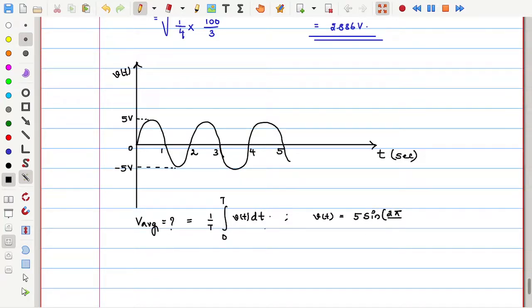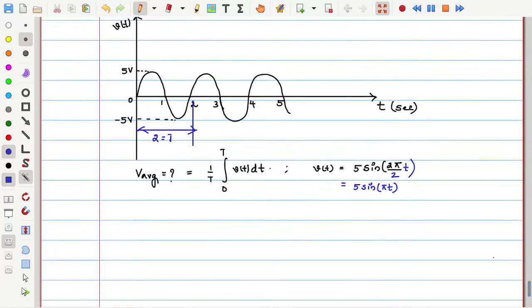So how much is the time period that you can observe? Time period is this much, 2 seconds. That is what the T. So 2 pi by 2 into t, plus 0. So this is what v of t is, which is simply equal to 5 sine pi t. This is the mathematical expression for the given waveform.